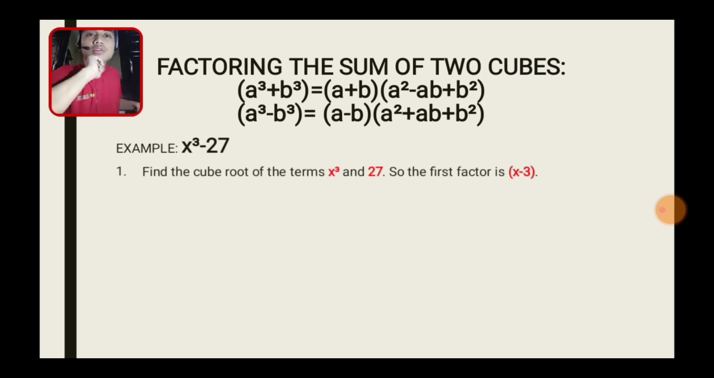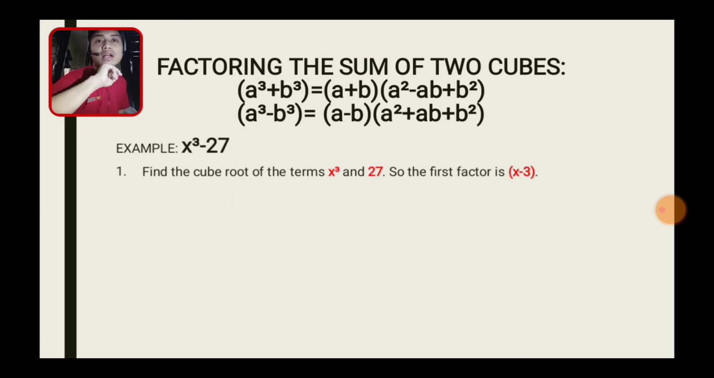So, find the cube root of the terms x cube and 27. So, the first factor is x minus 3. So, the cube root of x cube is x raised to the 1 power. So, ano po ba yung cube root? So, kapag naghahanap tayo ng cube root sa isang variable, we divide the degree by 3. Kung sa squared, hinahati natin sa 2.